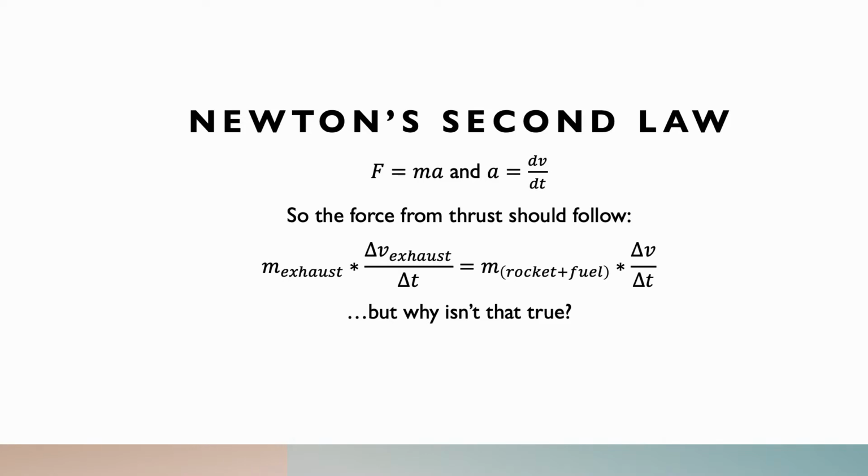We know that thrust is the main mechanism in a rocket's launch, so if you apply this law to thrust, it should follow that the mass of the rocket's exhaust times the exhaust acceleration is equal to the rocket's mass times its acceleration, but that isn't quite true, and I found a simple experiment to show why.